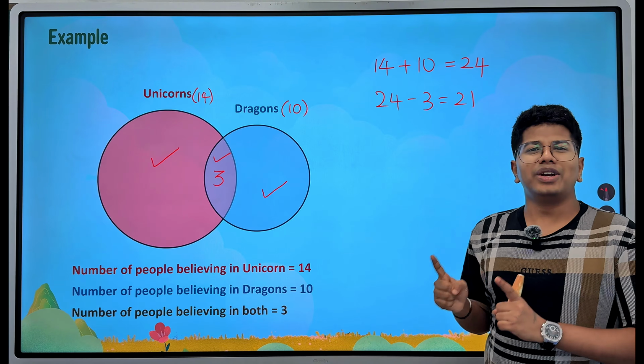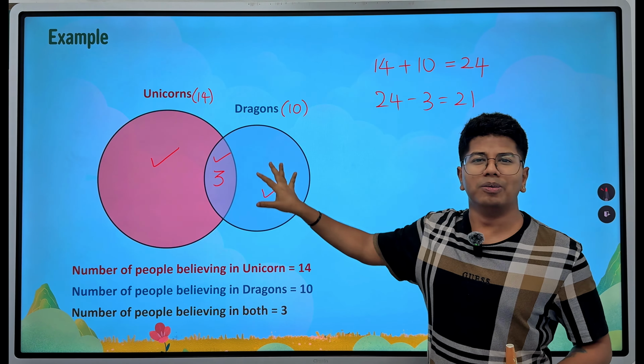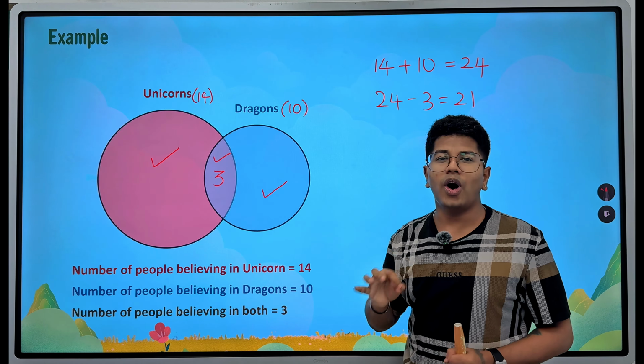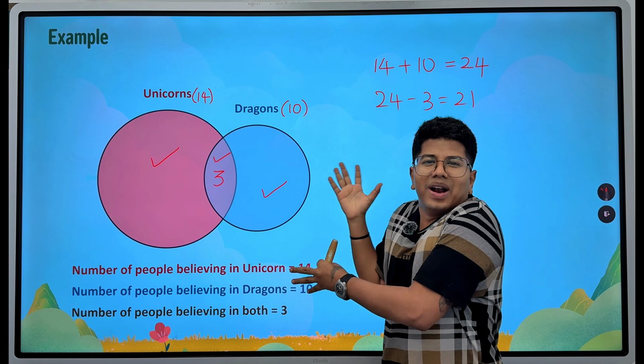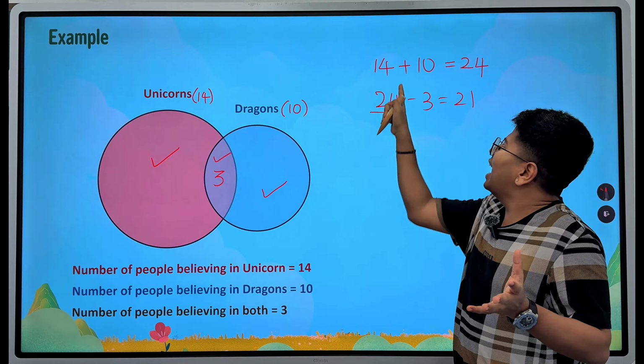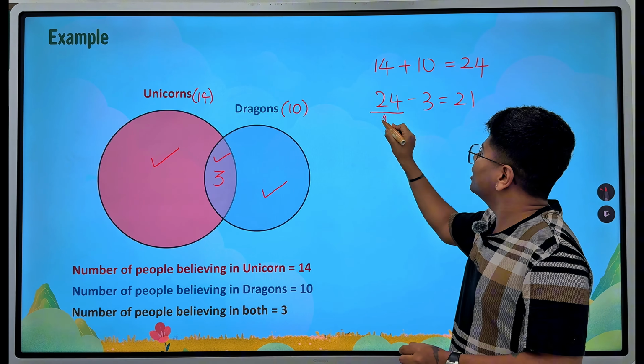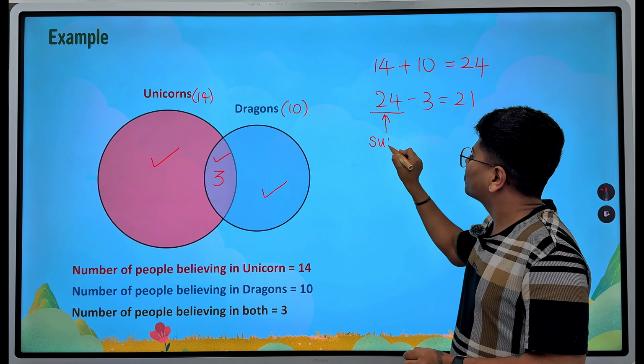So here, in order to find out the total number of students, we can add both the groups and then we can remove the overlap part. Let's try to understand. See here, this 24, how did we get this 24? We added the numbers, that is the sum of the numbers. So here this 24 is the sum.